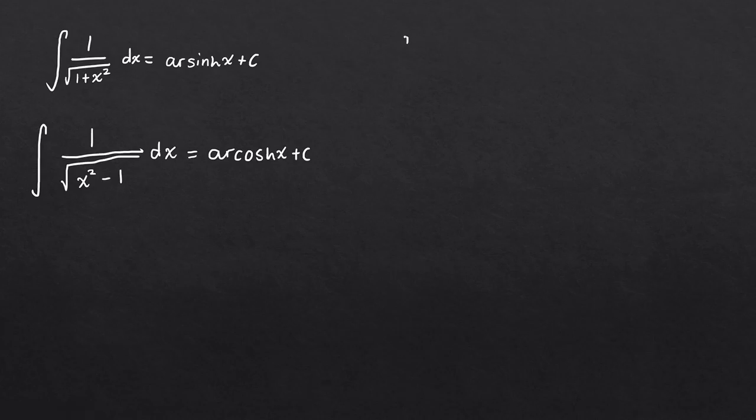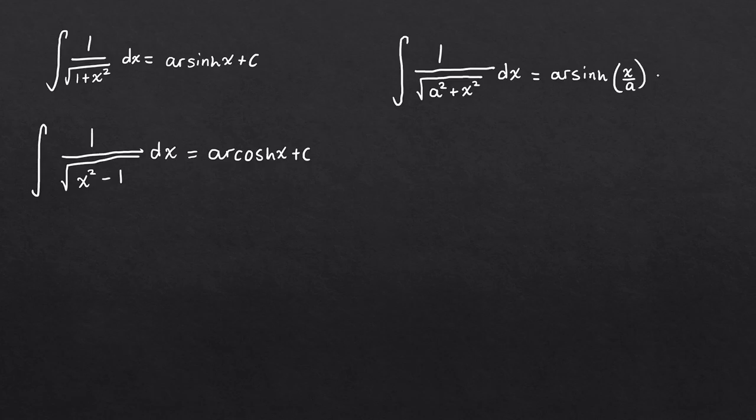The next integral is essentially a generalization of this first integral. So this integral is going to be 1 over the square root of a squared plus x squared. And here, the result I get is very similar to this, but in this case we have a generalization because this is a squared rather than 1. What I get here is arsinh of x over a, and then again we need our constant of integration plus c.